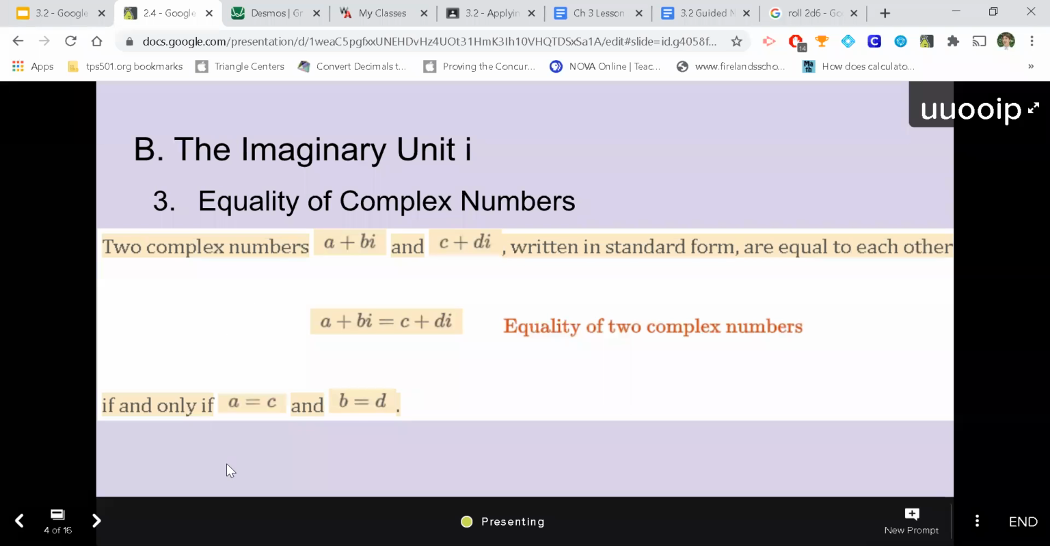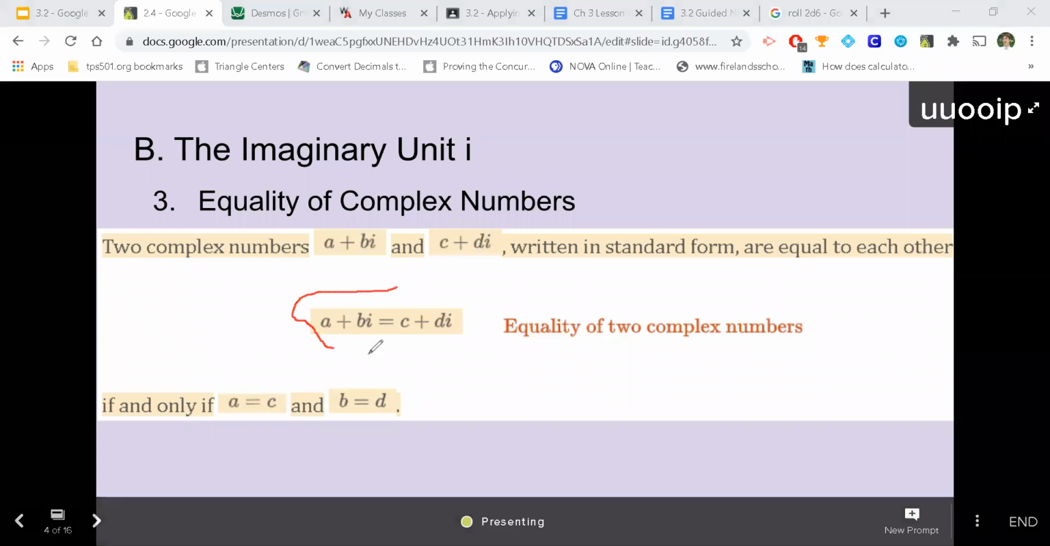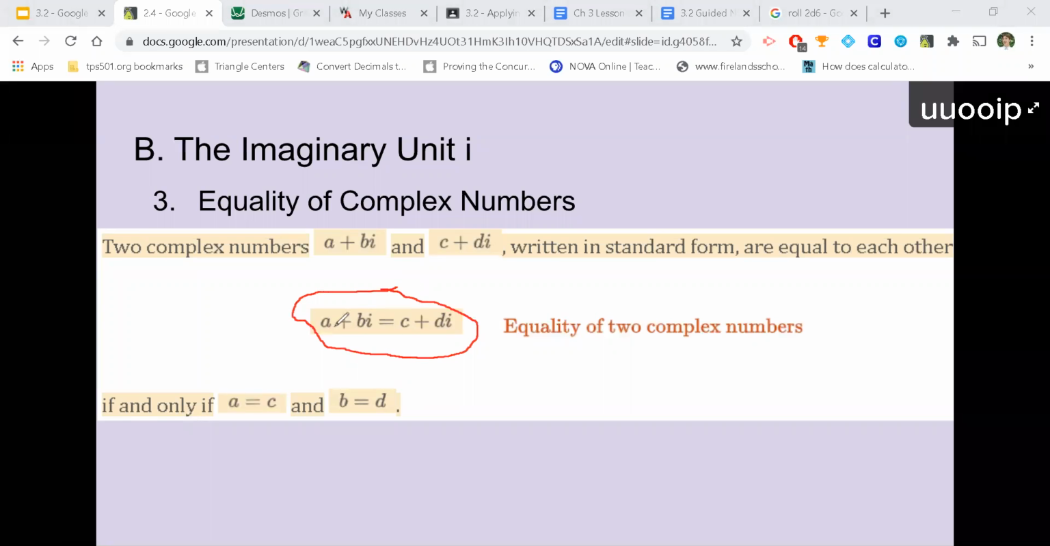All right, for this slide, all you really need to write down is, and I almost debated whether or not I was going to lecture over this at all, because it's a little obvious. If we say that two complex numbers are equal, what that means is that a and c have to be equal, and b and d have to be equal.